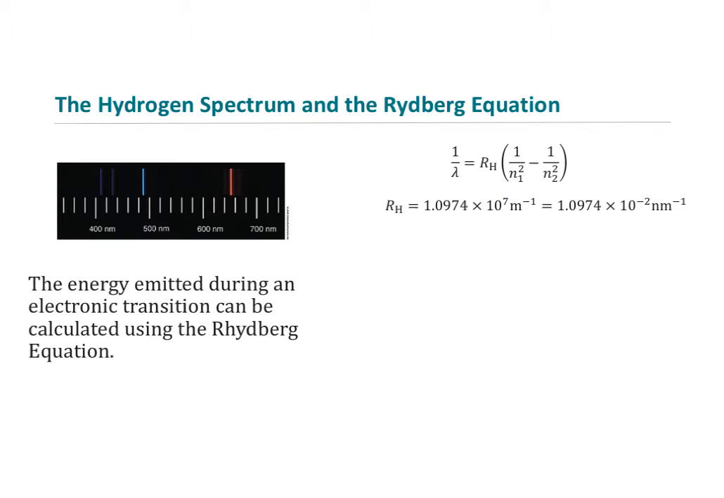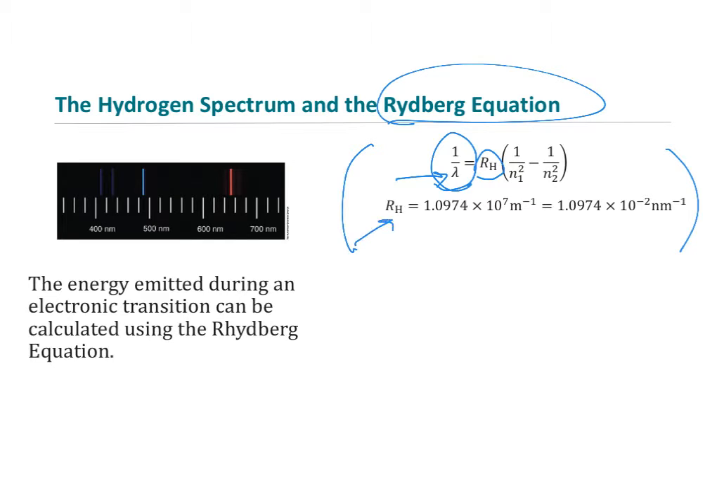All right, so there's a way to calculate the energy between various levels in an atom also, and it's called the Rydberg Equation, named after the person who proposed it. What it does is it relates the wavelength of light emitted, 1 over the wavelength, right? And RH is the Rydberg constant.